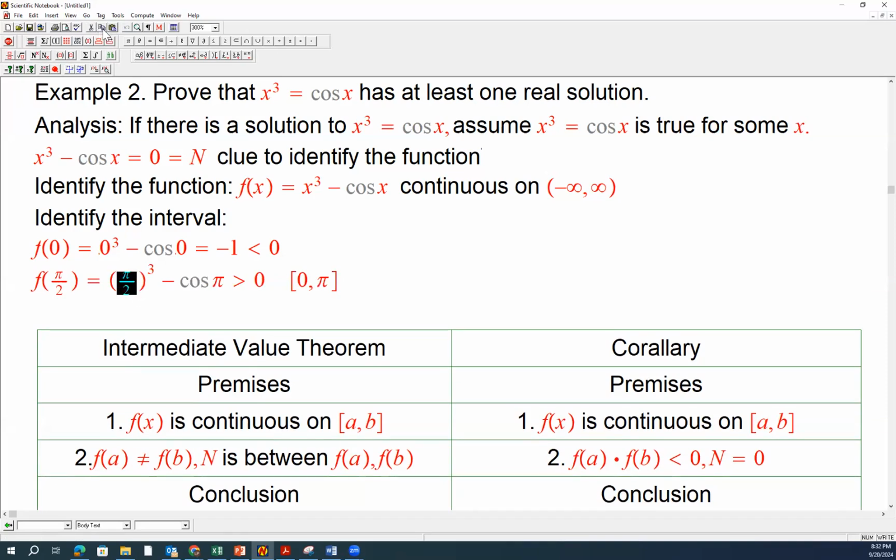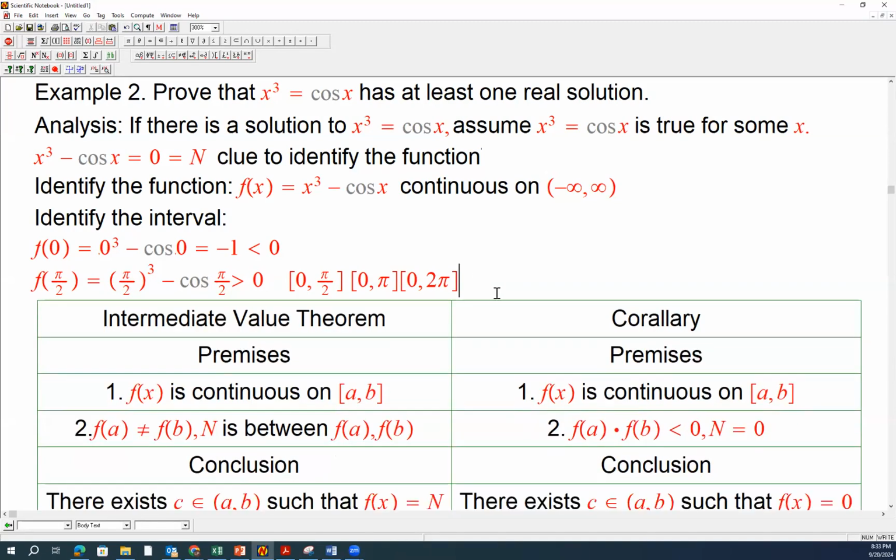Cosine pi over 2 is 0, so this is 0 minus something positive... so 0 to pi over 2 will work too. We get more than one choice, don't we? We can choose 0 to pi, but now we have to make up our mind which one to choose. And we have more choices, 0 to 2 pi would do too. So we actually have many intervals.